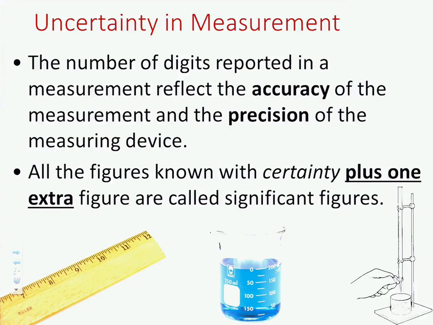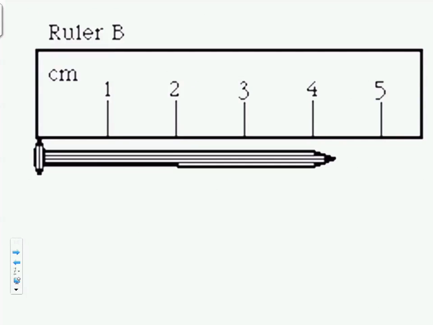When we measured with the ruler, we figured out what the nail was between, and then we guessed what number it was between the two tick marks. That's the way you always make a measurement: you figure out what you know for certain, plus you add one more guessing figure, and all the numbers you write down are considered significant. The reason we do this is that it helps us figure out both accuracy and precision. When we're measuring a bacterium, can we say 2 centimeters is good enough, or do we need more digits to really figure out how big it is? I would say we need more. You have to make sure you have the unit and the number reported with the correct accuracy and the correct precision.